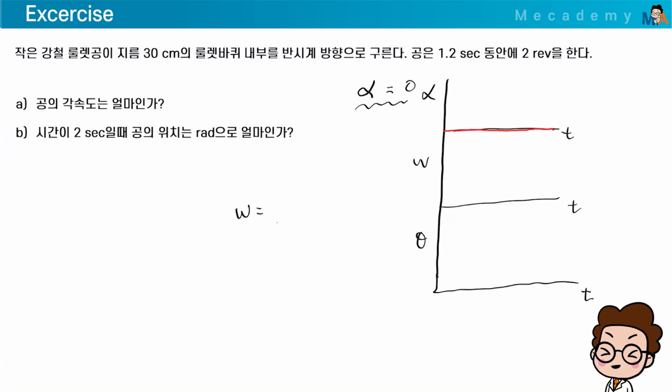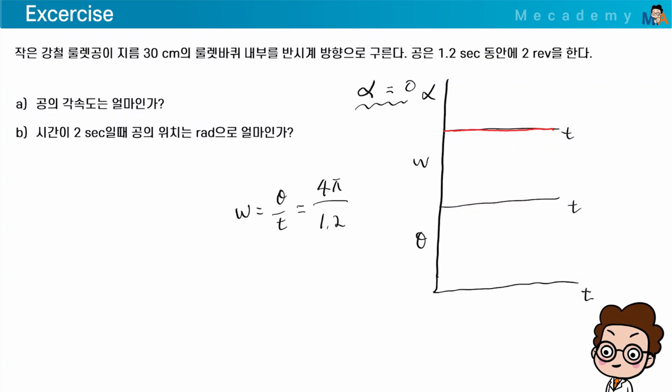How do we calculate omega? Omega is the angle over time, right? Angle over time. Do you understand? So here the time is 1.2 seconds, right? So we have a time of 1.2 seconds for 2 revolutions. Since we know 1 revolution is 2 pi, 2 revolutions must be 4 pi. Simple enough, right? Let's calculate.